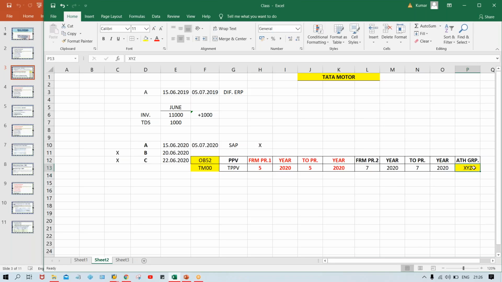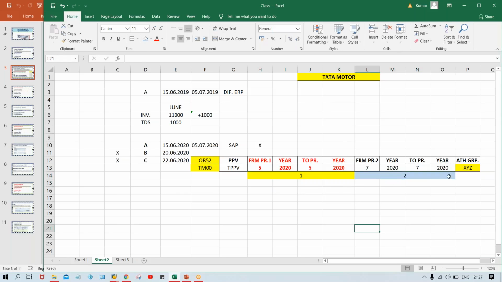So authorization group means whatever we are giving, right? Generally, the general periods are going to be the normal period. Normally the period is going to be open here itself, from period number 1. This is called interval 1, and this is called interval 2.